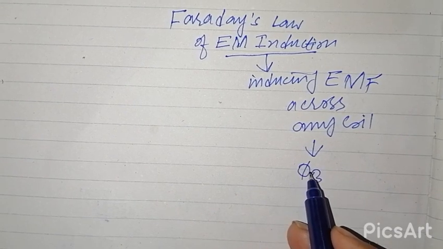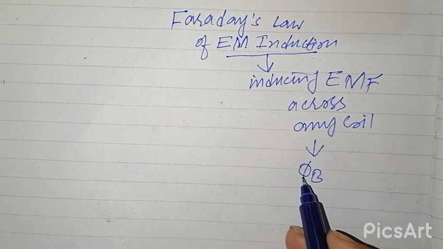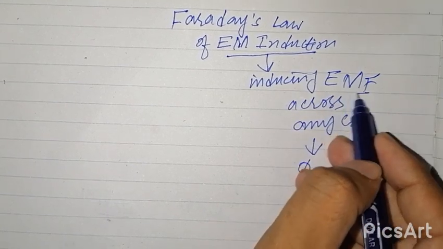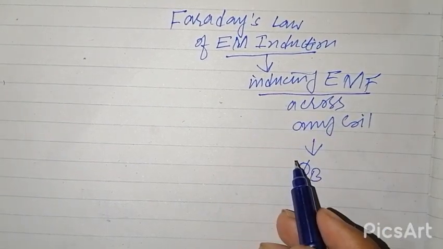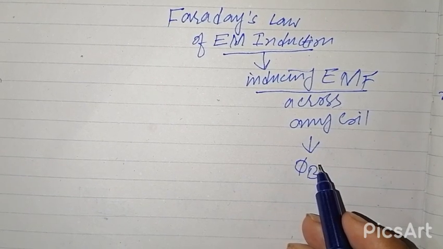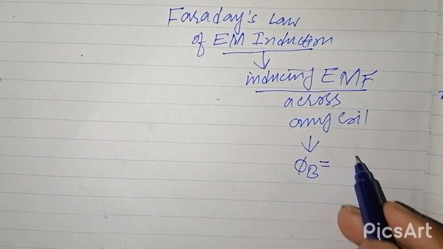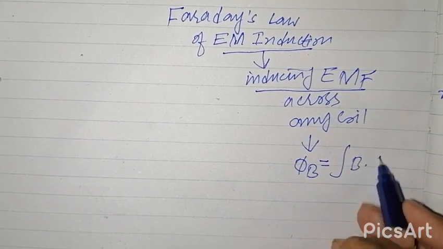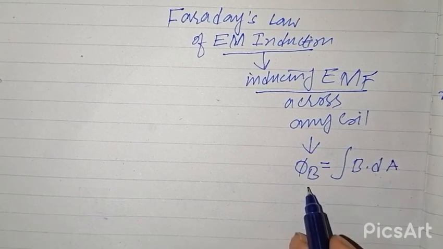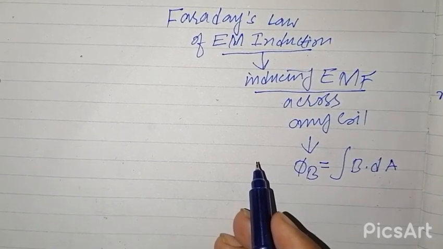Whenever magnetic flux across any coil or any surface changes, it induces an EMF. That EMF is known as induced EMF, and as a result it induces a current. That current is known as induced current, and that magnetic flux is given by B dot dA. This is defined similarly to how we defined electric flux.